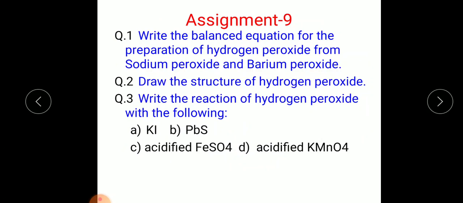Today's assignment number 9. Question number 1. Write the balanced equation for the preparation of hydrogen peroxide from sodium peroxide and barium peroxide. You need to write down the balanced equation. Question number 2. Draw the structure of hydrogen peroxide. And question number 3, write the equation of hydrogen peroxide with the following: potassium iodide, lead sulfide, acidified ferrous sulfate, and acidified KMnO4 solution.